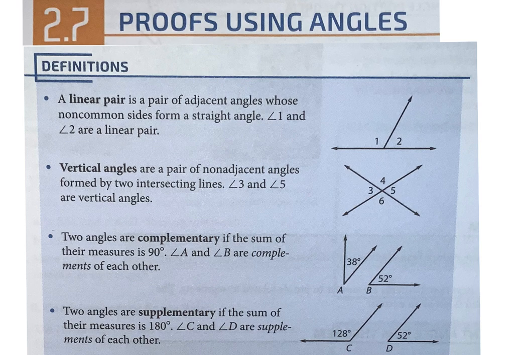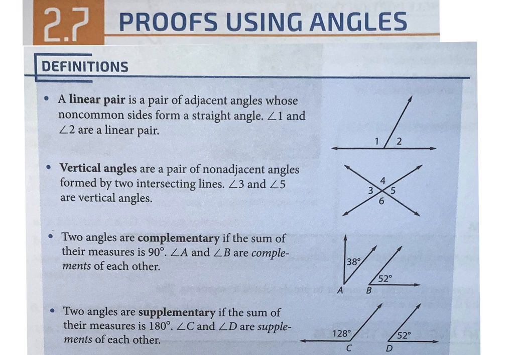And then they introduce complementary and supplementary angles. Complementary angles add up to 90 degrees. They are called complements of each other. They can be adjacent with a common side, or they can just be two separate angles. But as long as their measures add up to 90 degrees, they are called complements of each other.